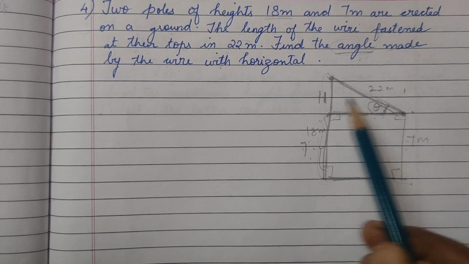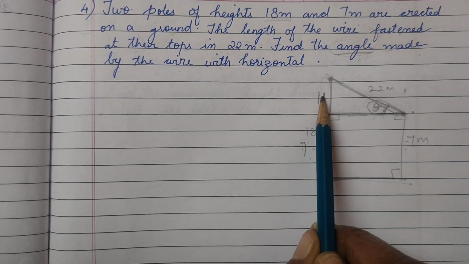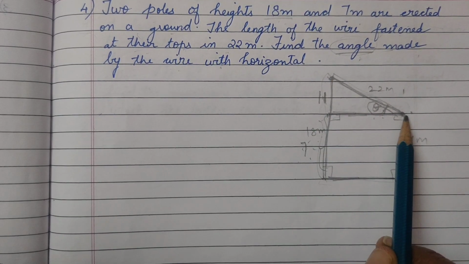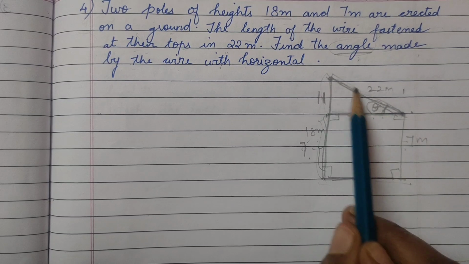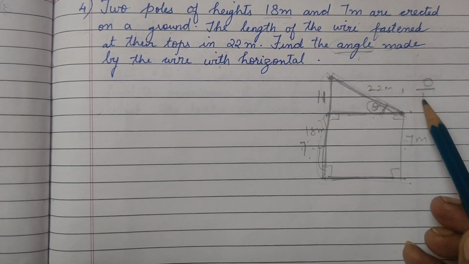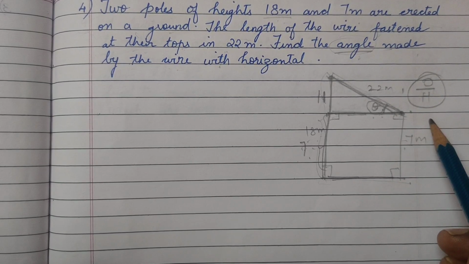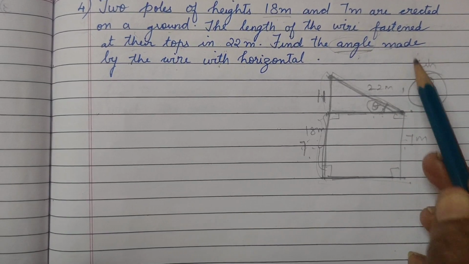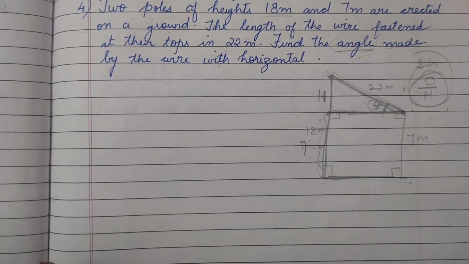So you think, for theta, this is the opposite side and this hypotenuse is always fixed. I repeat, this is the hypotenuse, this is the opposite. In which ratio will opposite and hypotenuse be there? Opposite upon hypotenuse will be in which? It will be in sine. So we are going to use the sine ratios here.